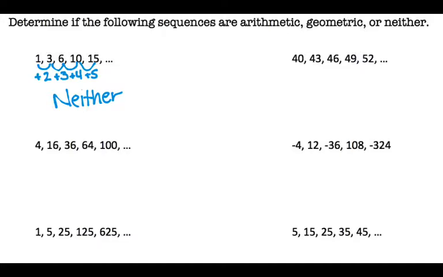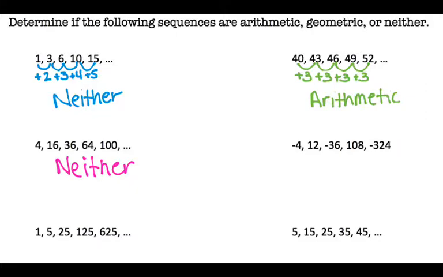The next one, I went from 40 to 43, adding 3. 43 to 46 by adding 3 again, adding 3 again. So this is arithmetic. All right, the next one, 4, 16, 36, 64, 100. Okay, there's no common ratio or common difference. And remember, you can take the second term divided by the first and see if there's a common ratio, and then check the third term divided by the second. And if it's the same ratio, then it's geometric.